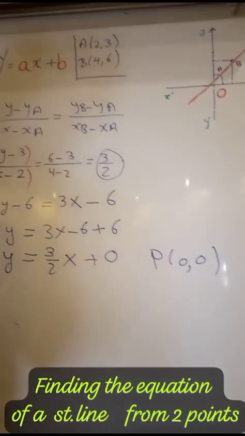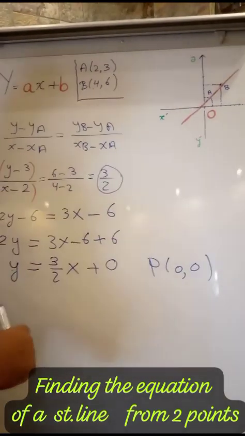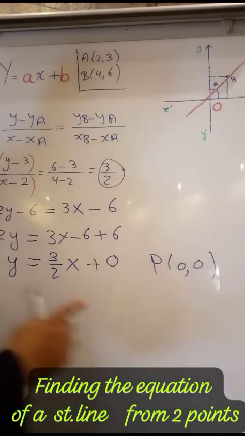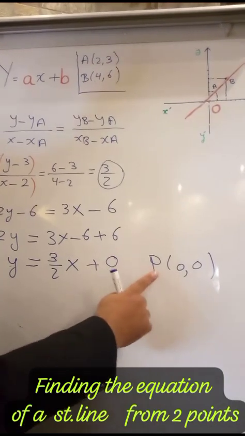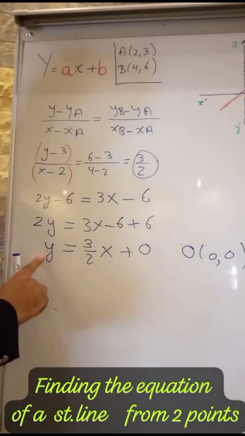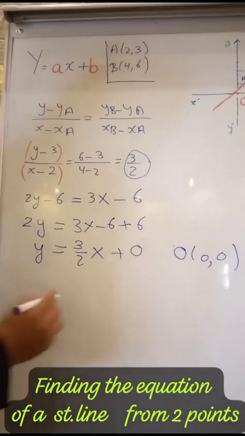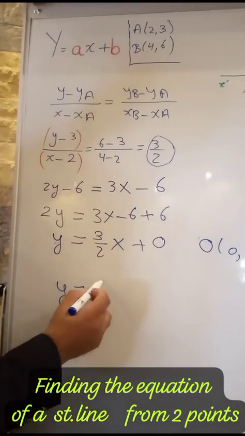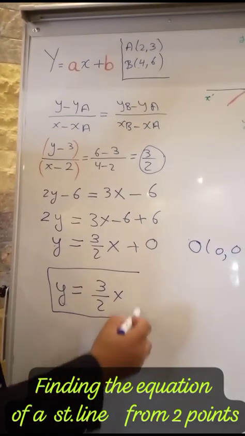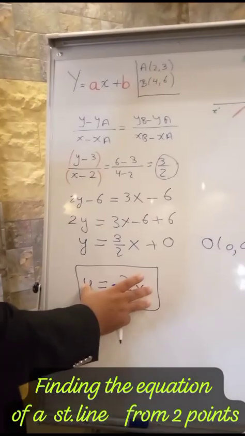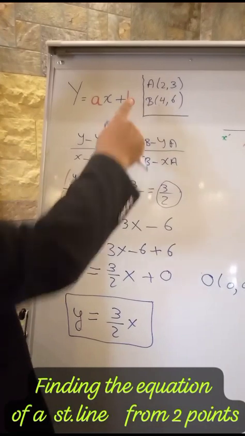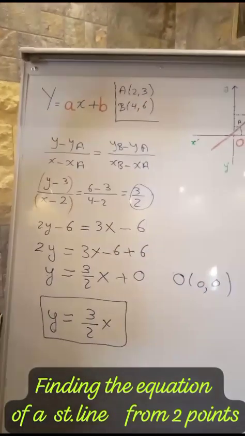So the straight line passing through A and B has many points, and one of these points, the most important, is the origin, which we can name 0, 0. So y equals 3 over 2 x plus 0. Finally, y equals 3 over 2 x. This is the final result. This one is identical to the general form, but we have b equal to 0. Why? Because the line passes through the origin.